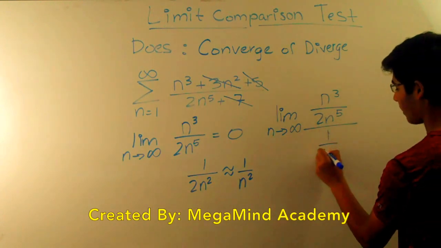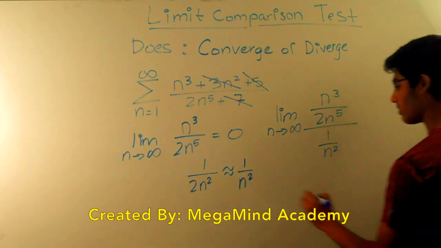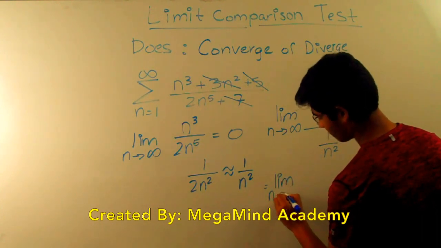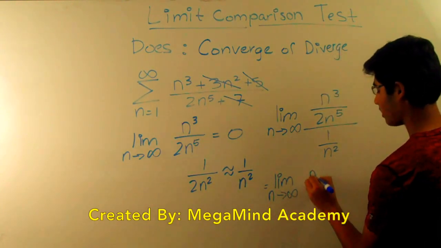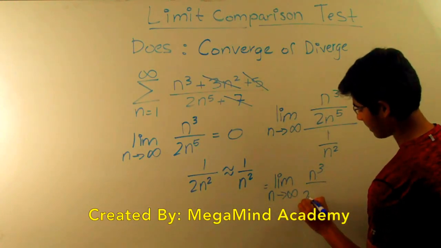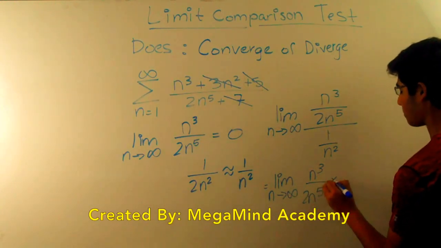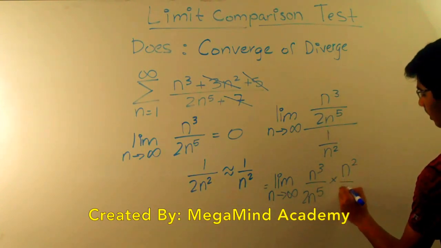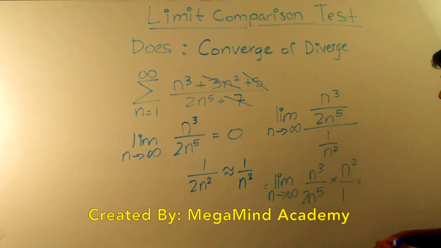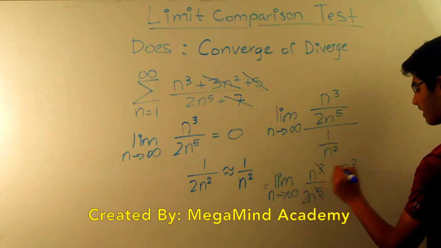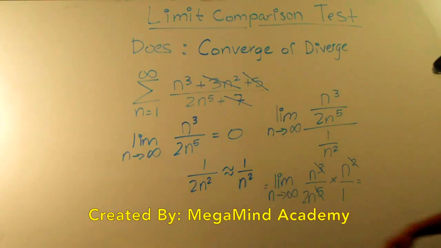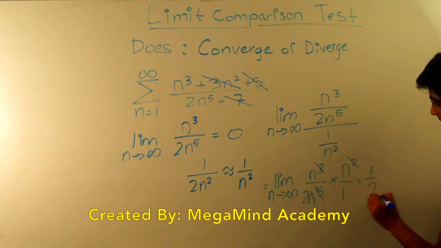1 over n squared. So this would be equal to the limit as n approaches infinity of n cubed over 2n to the 5th power times, because this is how we divide fractions, n squared over 1, which is equal to, so these exponents will cancel out because n cubed times n squared is n to the 5th power, canceling out the n's and leaving us with 1/2.